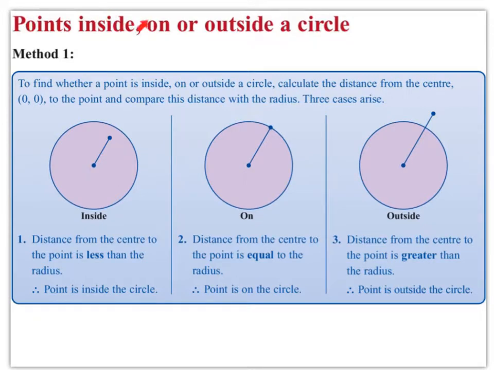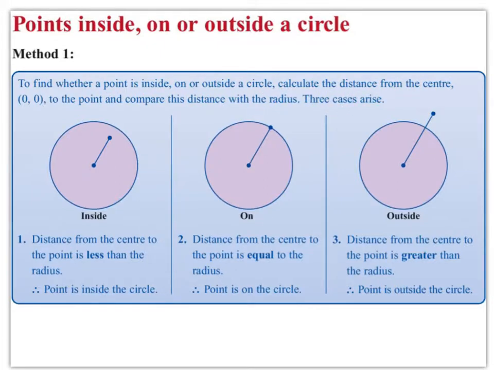Points inside, on, or outside a circle. Method 1. To find whether a point is inside, on, or outside a circle, calculate the distance from the centre, 0, 0, to the point, and compare this distance with the radius.